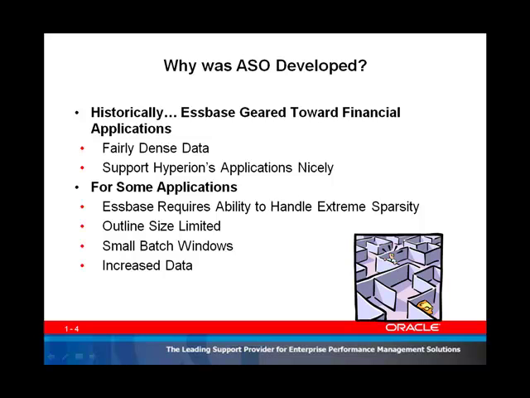So first, in order to get a full understanding of the new features of ASO, I feel it's very important to take a look back and see, why was ASO created in the first place? Well, block storage, or BSO, fit very well to some specific types of applications, namely your financial applications that usually tend to have dense data. However, it did not do a very good job with some types of applications, specifically those that were extremely sparse in nature and that required very large outlines. Also where batch times were very critical and where data volumes were immense.